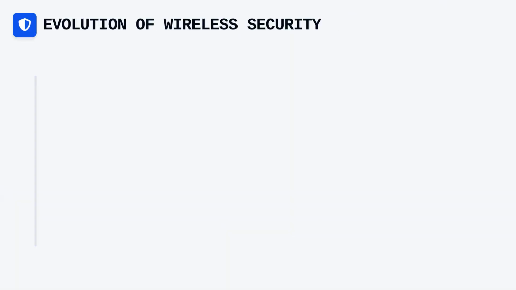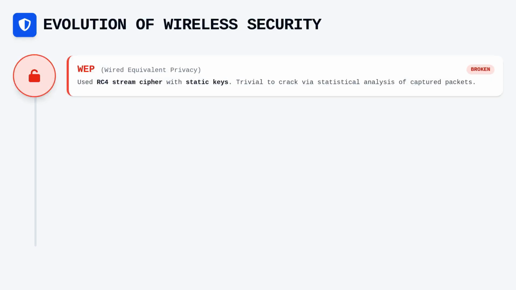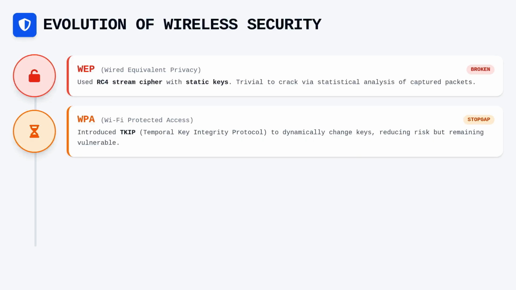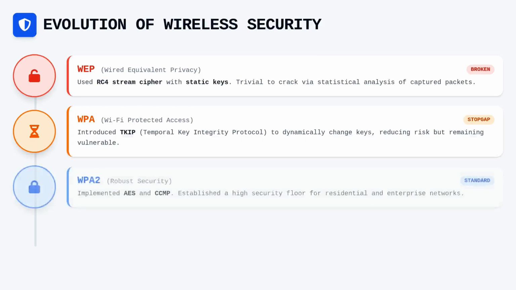Wireless security has undergone significant evolution, moving from the demonstrably broken Wired Equivalent Privacy protocol to the robust WPA3 standard. WEP relied on the RC4 stream cipher with a static key, making it trivial for an attacker to recover the key through statistical analysis of captured packets. WPA followed as a stopgap measure, introducing the Temporal Key Integrity Protocol to dynamically change keys, but it still suffered from vulnerabilities. WPA2 brought the Advanced Encryption Standard into play alongside the Counter Mode Cipher Block Chaining Message Authentication Code Protocol, providing a much higher security floor for residential and enterprise environments.